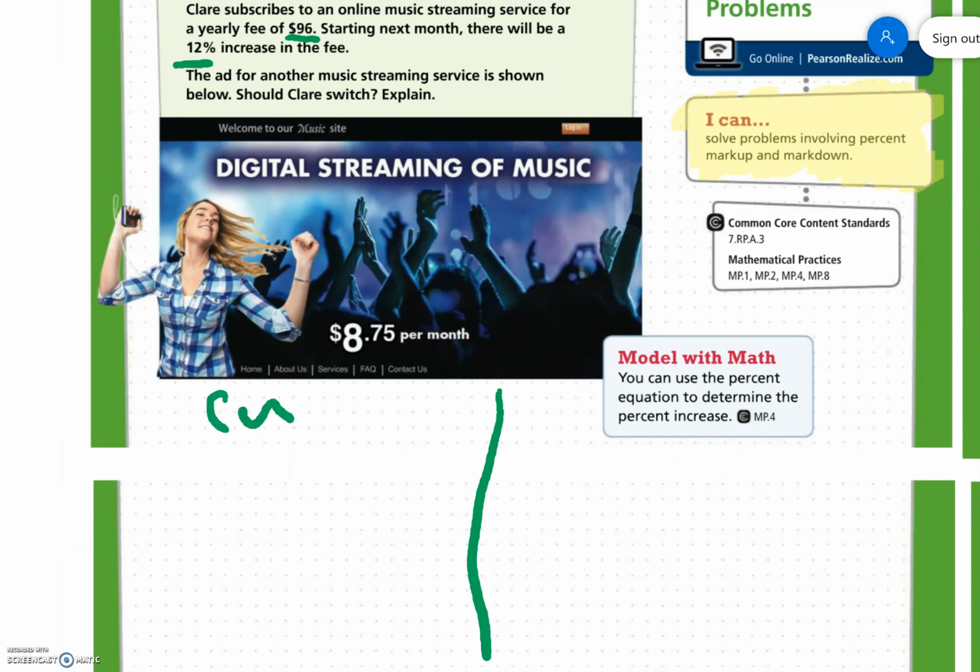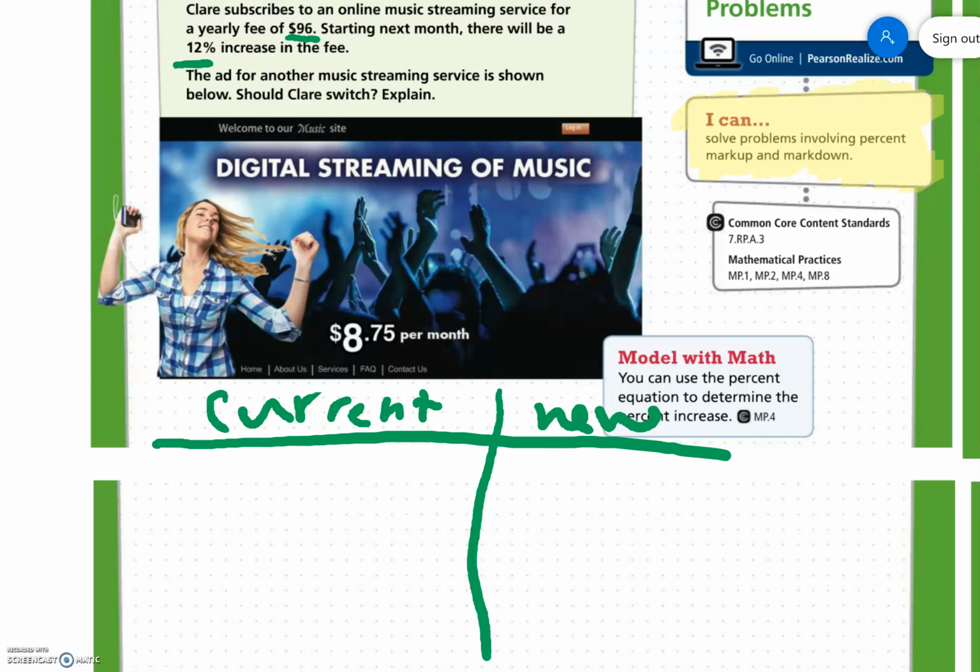There's her current and there's the new. So we need to find out which one is cheaper. The current is $96 plus an increase of 12% for the year, and the digital streaming, the new one, is $8.75 per month. So pause the video and try and figure out which one's the better deal for her.